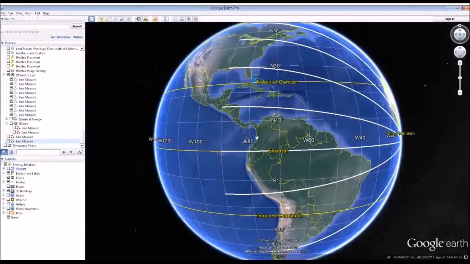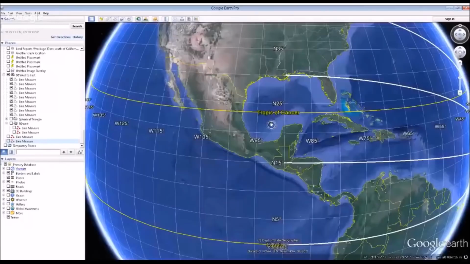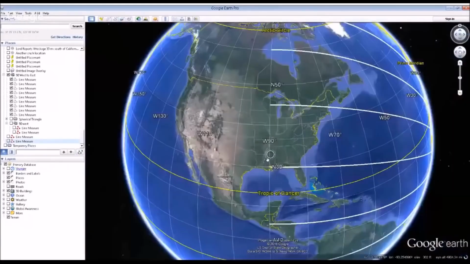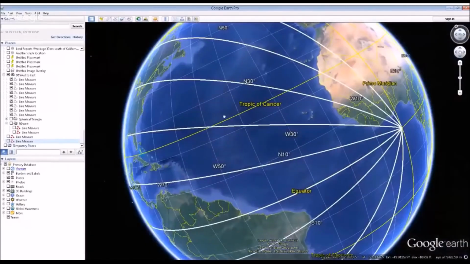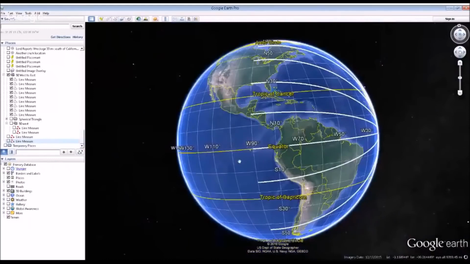Okay, so these lines I drew here, these white lines, they are all starting from this 90-degree line here. And you'll notice that they are all headed towards the equator. And believe it or not, these lines are all directly east. And that's the problem that people don't get.